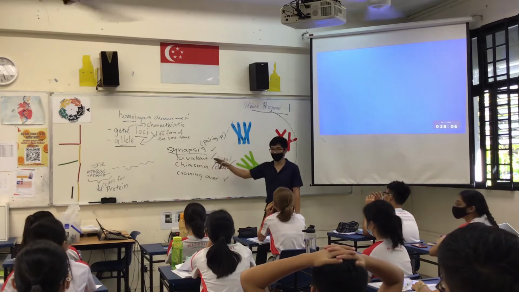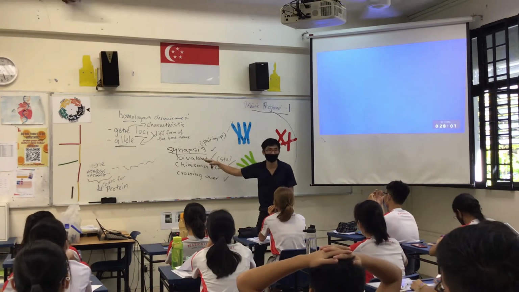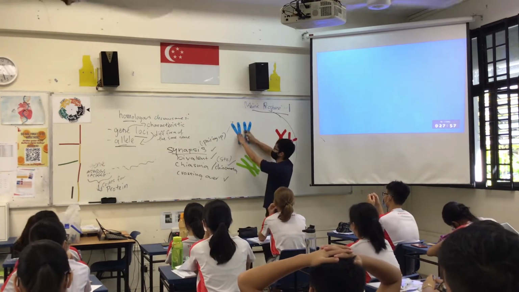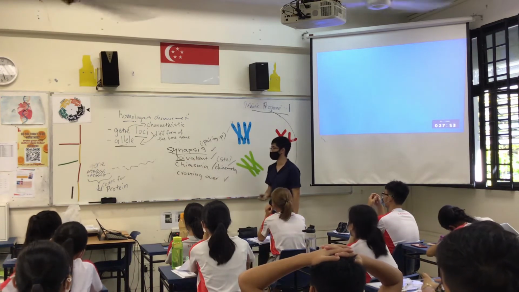During synapsis, the homologous chromosomes come together to form bivalents. So what's a bivalent? Bivalent just means two chromosomes together. Bi, that's why there are two. You know what valent is?